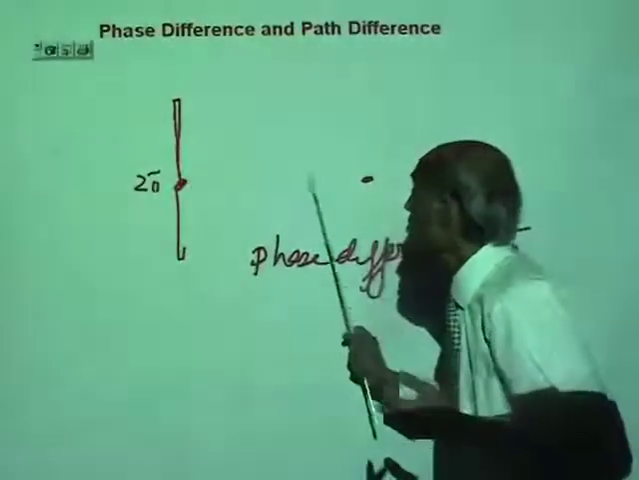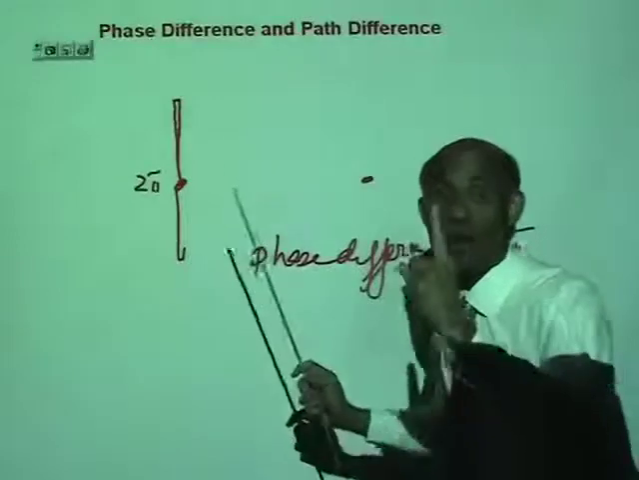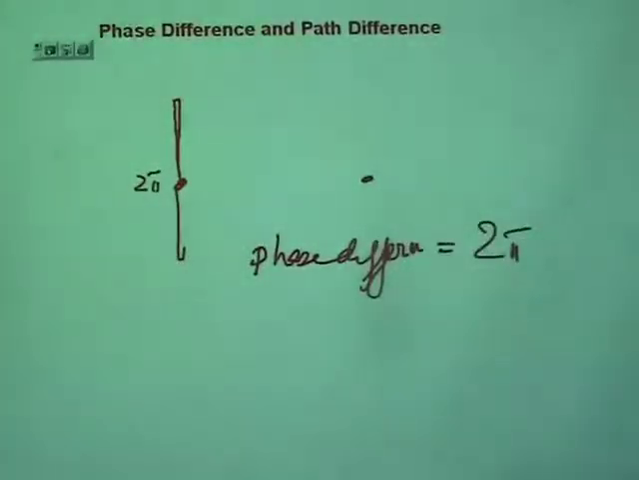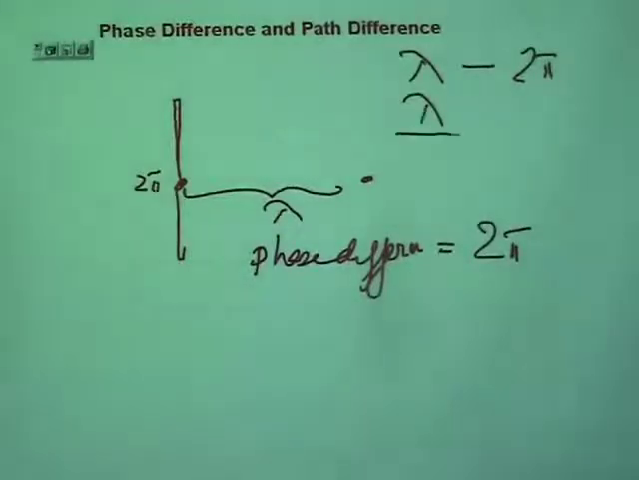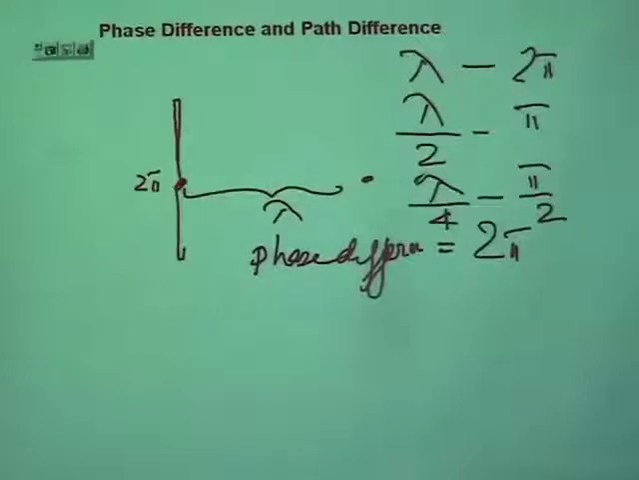Now, what is the distance between these two particles? It is 1 wavelength. So, a difference of 1 wavelength is equivalent to a phase difference of 2 pi. That means a distance of lambda by 2 is equivalent to a phase difference of pi. A distance of a quarter lambda is equivalent to a phase difference of pi by 2, and so on.